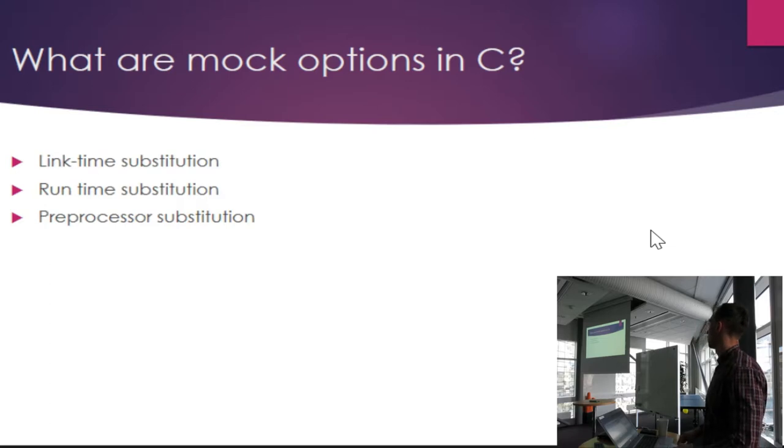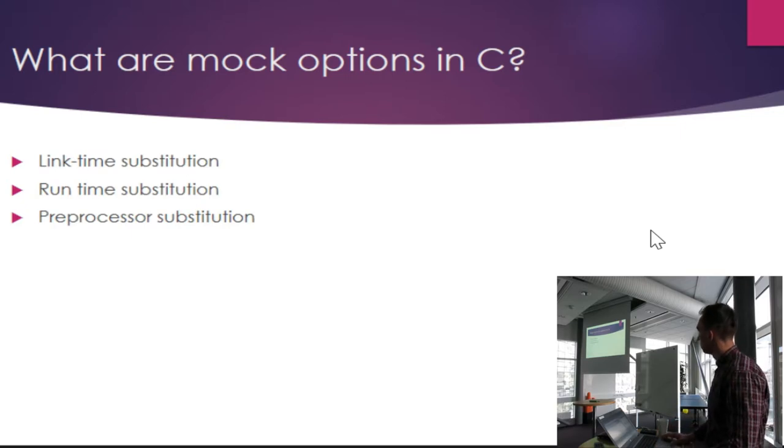So the first thing, which I really like, is link time substitution. We need to implement each function from the interface of our external module, and then during linking, feed the linker with the object file from our implementation. The good thing about link time substitution is that it's really clear because we inject our code for the full module, so we fully control this module.